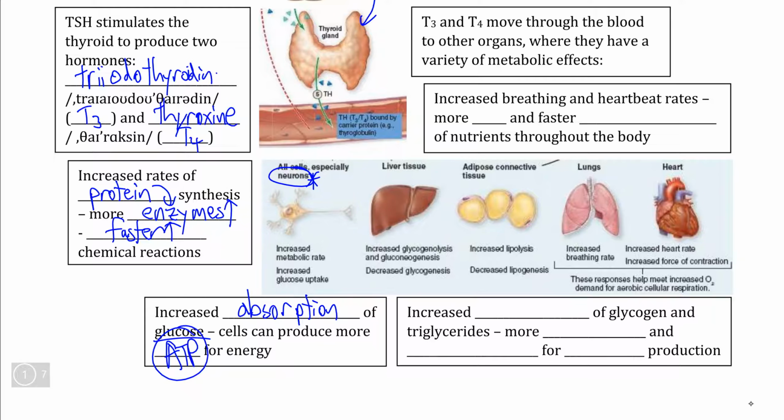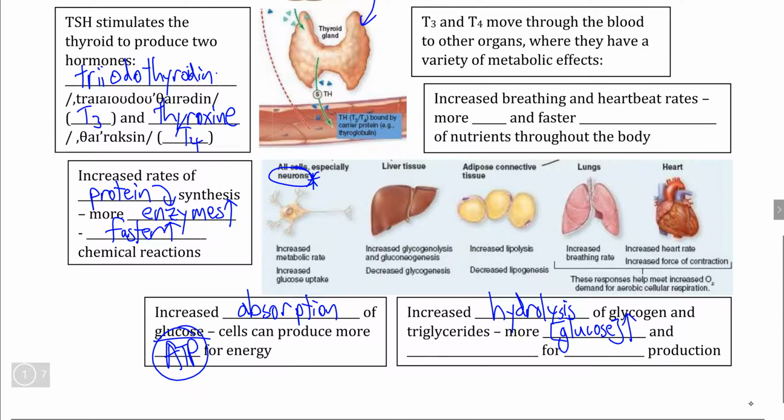Now, of particular note is the way that T3 and T4 affect storage cells such as hepatocytes, liver cells, and adipocytes, fat cells, as these are influenced by T3 and T4 because there are going to be increased rates of hydrolysis that take place in storage cells such as these. When glycogen is hydrolyzed, that means we're going to get glucose, and the more hydrolysis we have, the more glucose is going to be floating throughout the blood, which can supply energy to cells in the body.